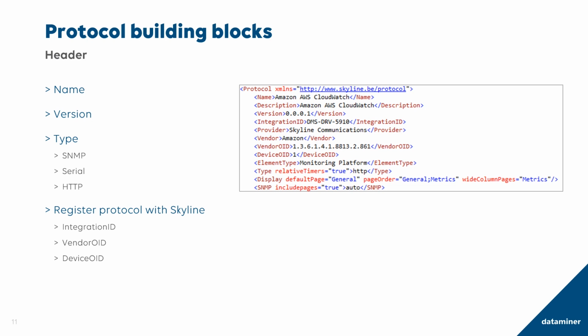And then one side note about the integration ID and the vendor and device OID. These are items that you can get from Skyline. So if you create a protocol, you can register it with Skyline, and then Skyline will provide you with the values you need to use here. Of course, you don't need to wait until Skyline responds for that. You can just configure them later on.